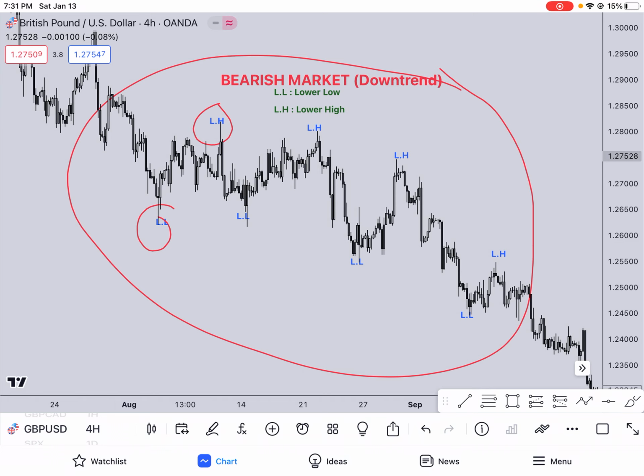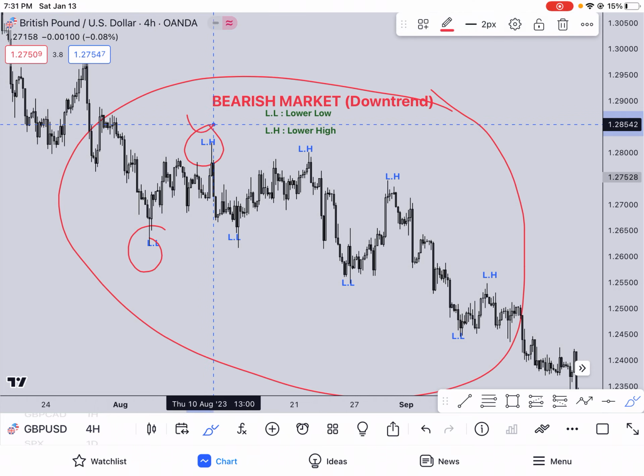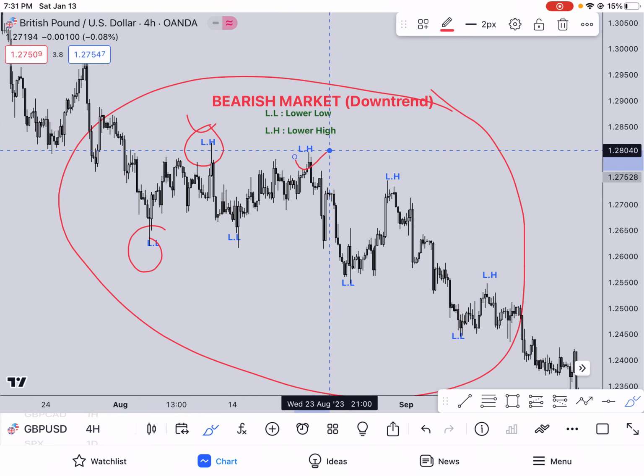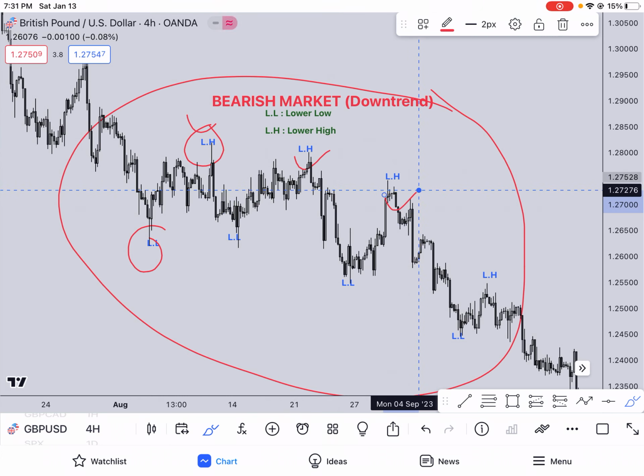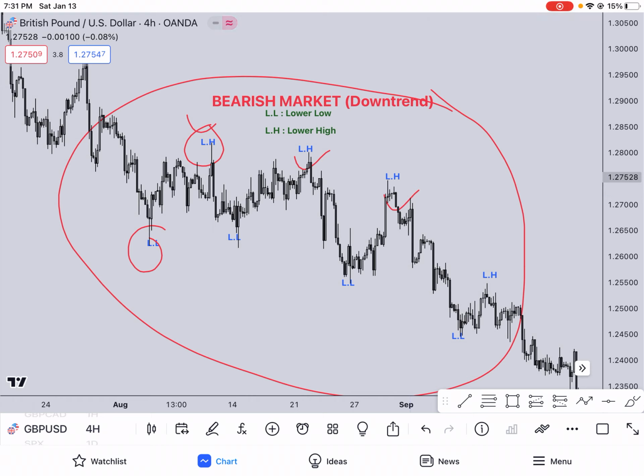So meaning that the first high, which is the lower high, this lower high here, must not be higher than the next lower high. That's because it will be descending, it will be coming down. That's when you know that this is a bearish market. Because why? The market is just coming down. Instead of going up, it's coming down. That's when you know that you are in a bearish market.